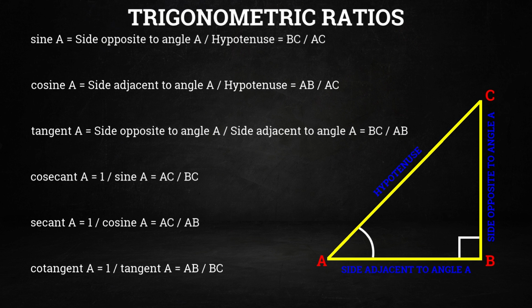To summarize, these 6 ratios, sin A, cos A, tan A, cosec A, sec A, and cot A, express how the sides of a right triangle relate to the angle. Also, notice that tan A equals sin A divided by cos A, and cot A equals cos A divided by sin A.